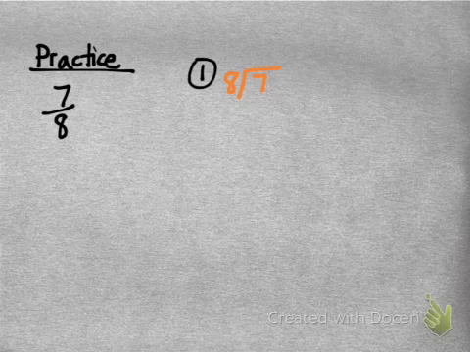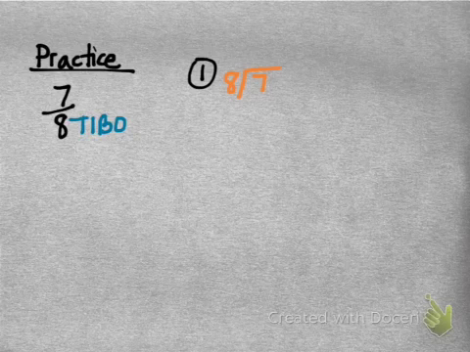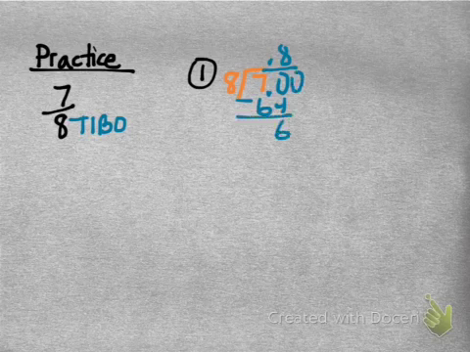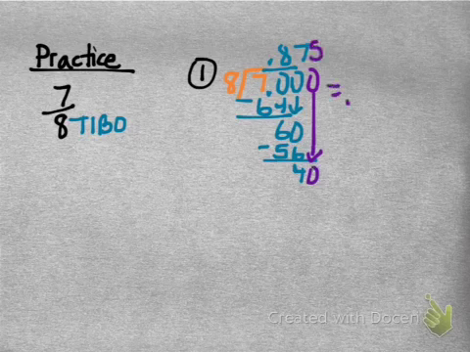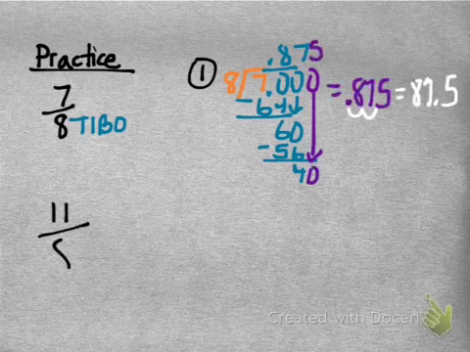Tybo. Top number in. Right? Tybo. And bottom number on the outside. 8 doesn't go into 7, so add a decimal point and some zeros. And now 8 goes into 70 8 times, 64. And you do the division there. And you get 0.875, which is your decimal. Which is, slide it over twice, 87.5%.